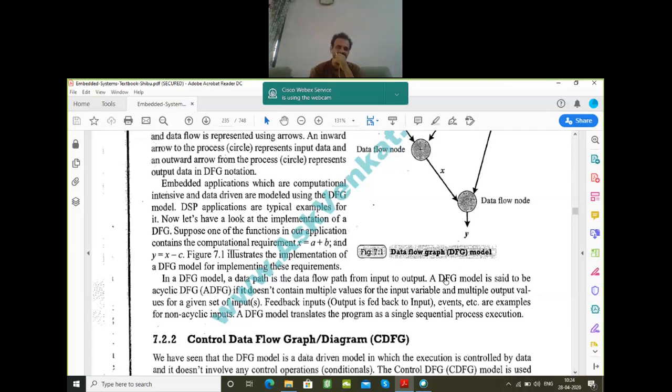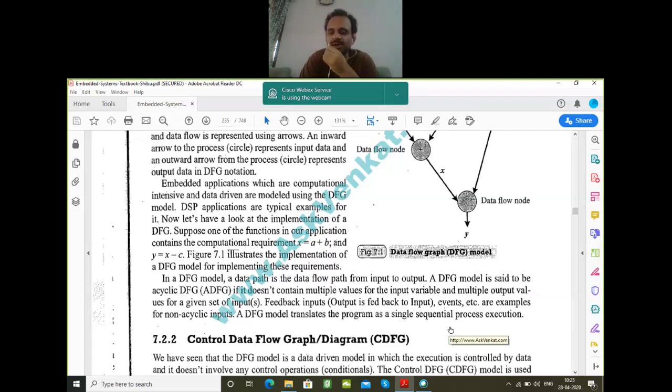So again, this DFG model which we discussed can be an acyclic data flow graph or a non-acyclic data flow graph. So what is then the meaning of acyclic data flow graph? If the data flow graph does not contain multiple values for the input variables and multiple output values for a given set of inputs, then such data flow graphs are acyclic data flow graphs.